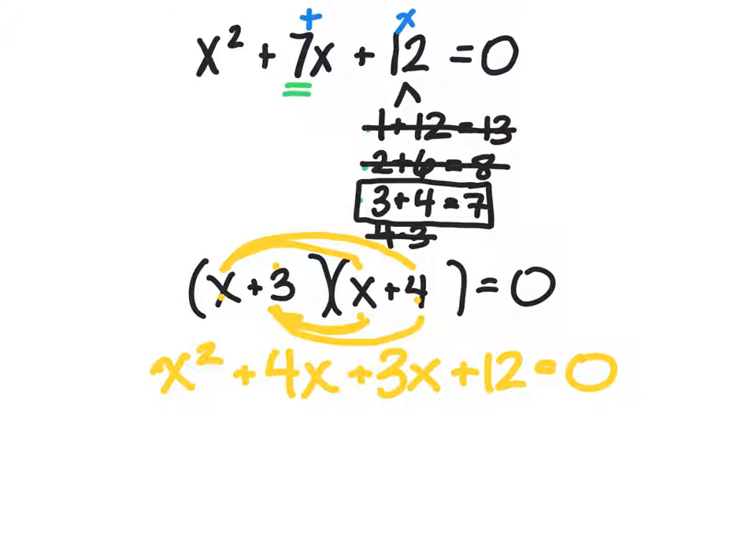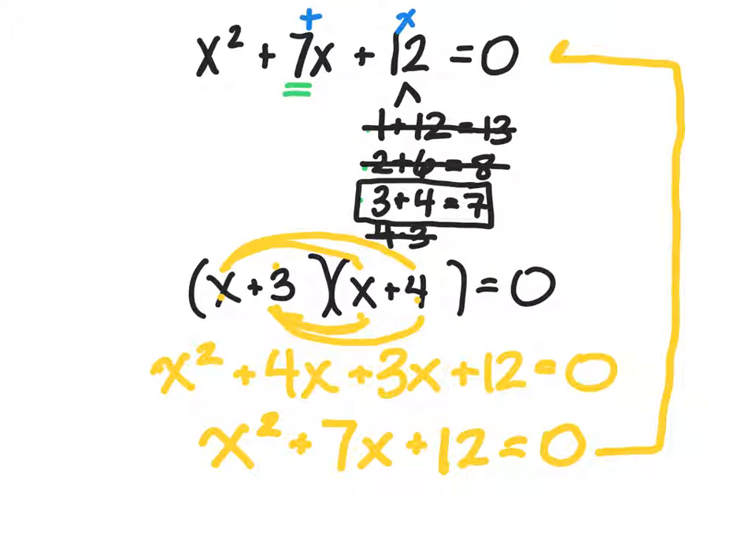So when I combine like terms, I will have x squared plus 7x plus 12 equals 0. And I see that this right here is the exact same thing that I had at the beginning. So I'm confident that my factors are correct. So let's recap. First thing we did was we took a look at our equation in standard form. I see that a is 1. There's no number outside of my x squared. So I want to see what multiplies to c, 12 in this case, and what adds to b, which is positive 7 in this case.